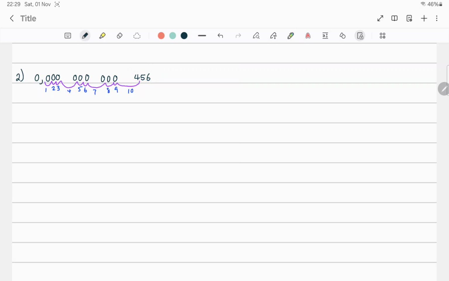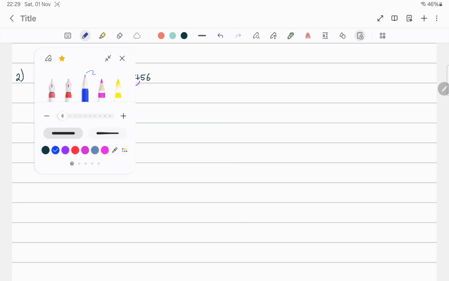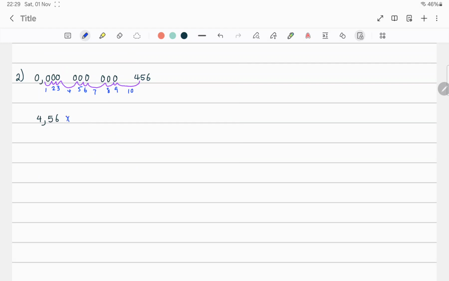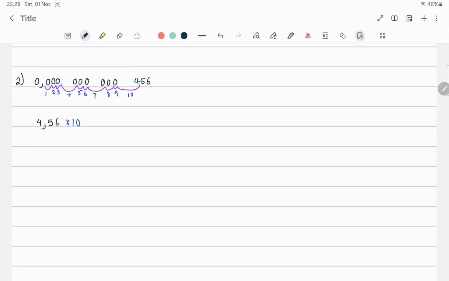So now the comma is between 4 and 5. So it's going to be 4, 5, 6. You see that? And then the next thing that we put, very important again, guys, times 10. And now remember what I said about the exponents.